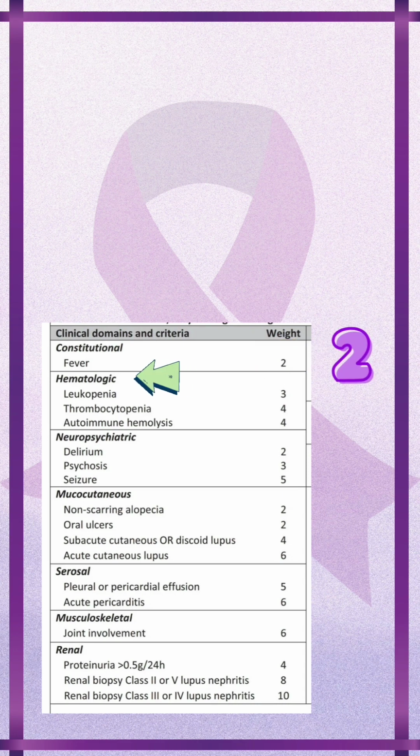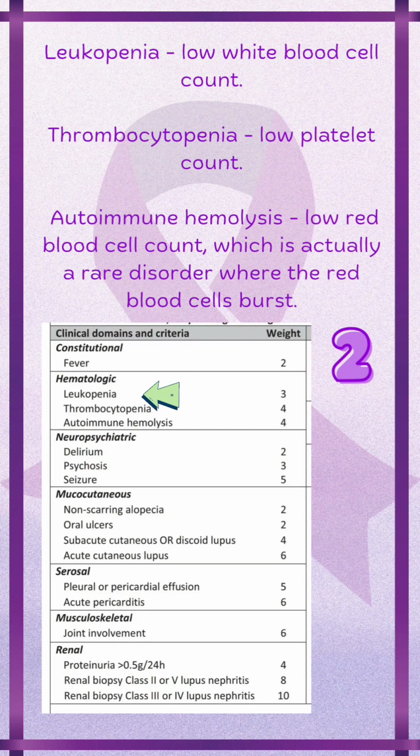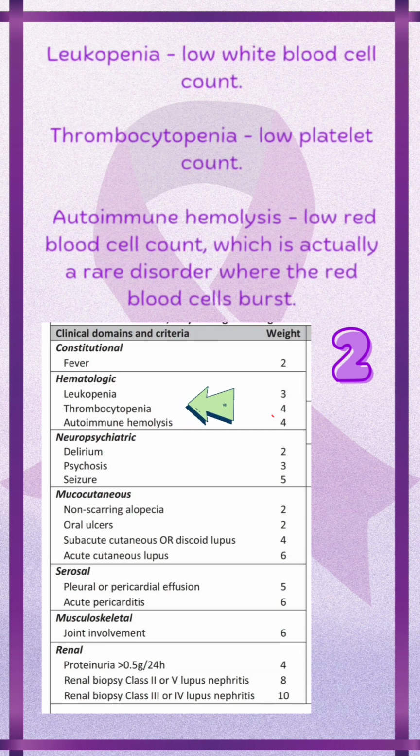Next is the hematologic domain, which means the actual blood itself. And this consists of, first of all, the leukopenia test, meaning low white blood cell count. If this test comes back positive, then you will score a total of 3 points. Okay. Second of all, the thrombocytopenia test, meaning low platelet count. Again, if this test comes back positive, you will score a total of 4 points.